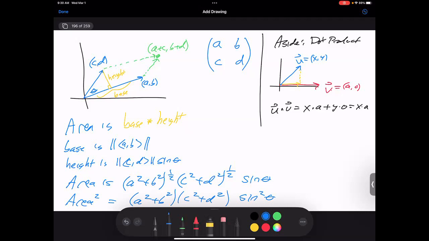I'm saying that somehow this should be related to the cross product. I said the cross product is somehow related to the area. The cross product somehow has a sine of theta. Have we seen anything that has a theta involved in it in this class yet, when we've been doing vectors? Where have we seen something involving a theta?